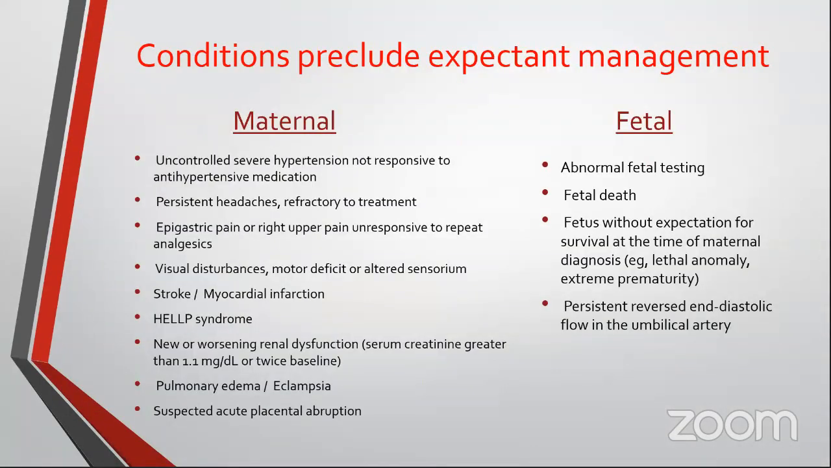Conditions that preclude expectant management: if there is any fetal concern, if the mother has uncontrolled blood pressure, persistent headache, symptoms like epigastric pain, visual disturbance, presence of HELLP syndrome, worsening renal function, pulmonary edema, signs or suspected abruption, then you have to deliver the patient.